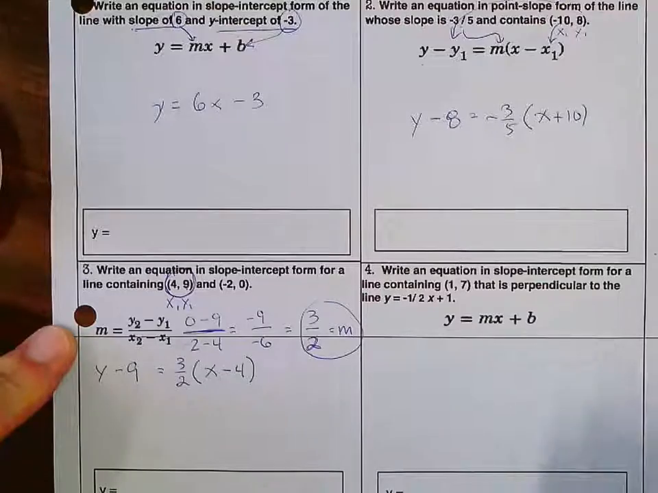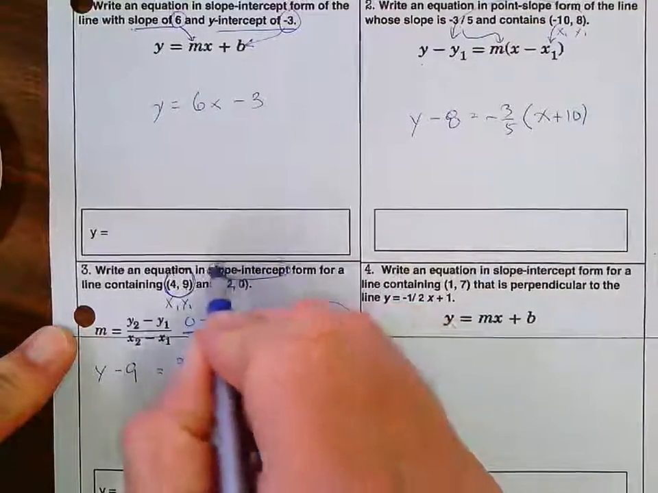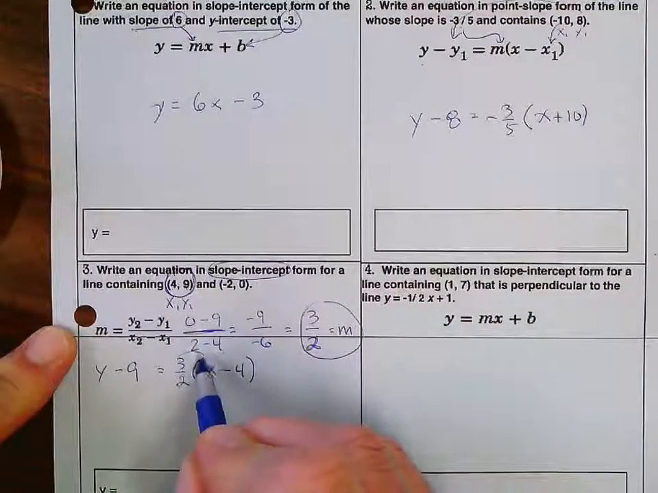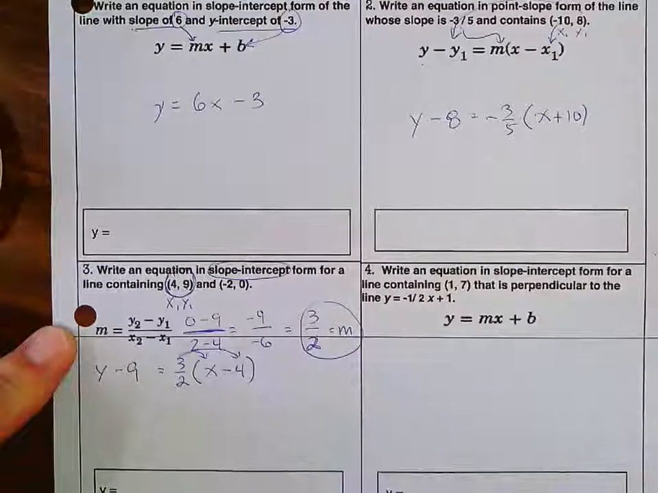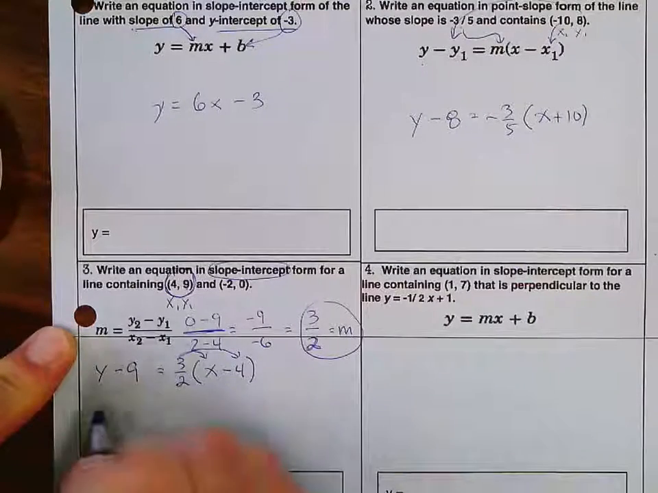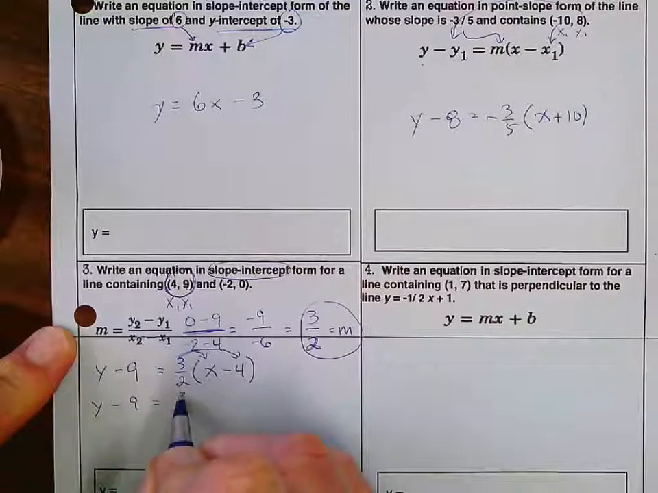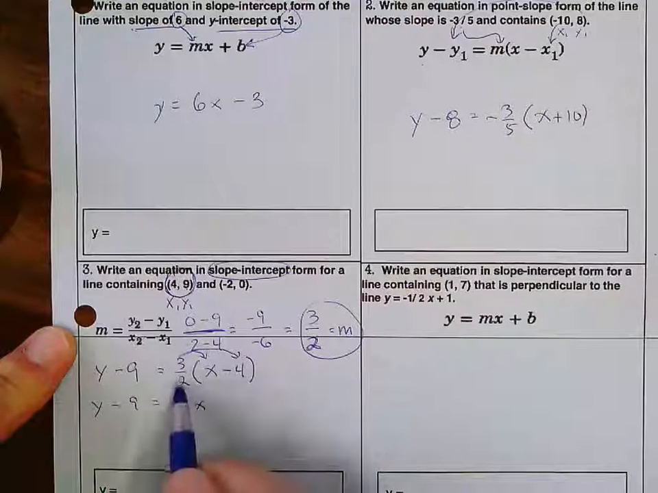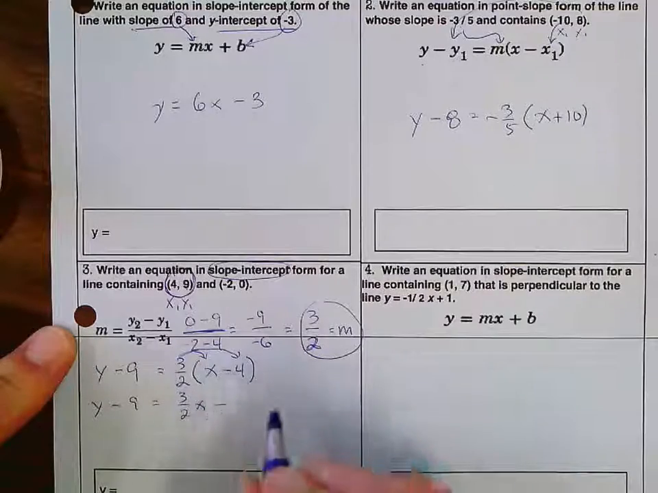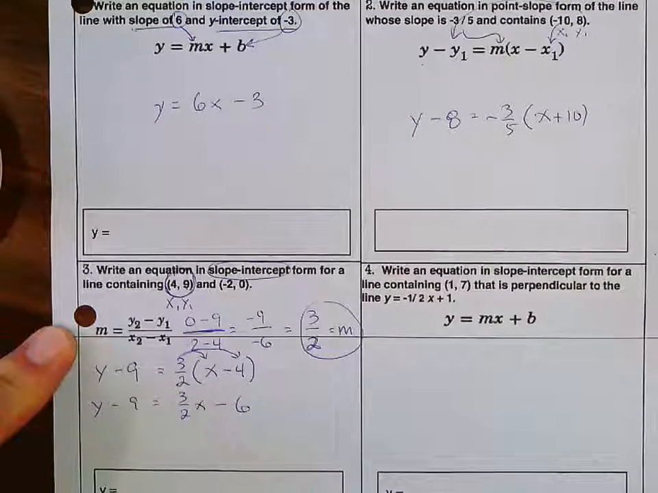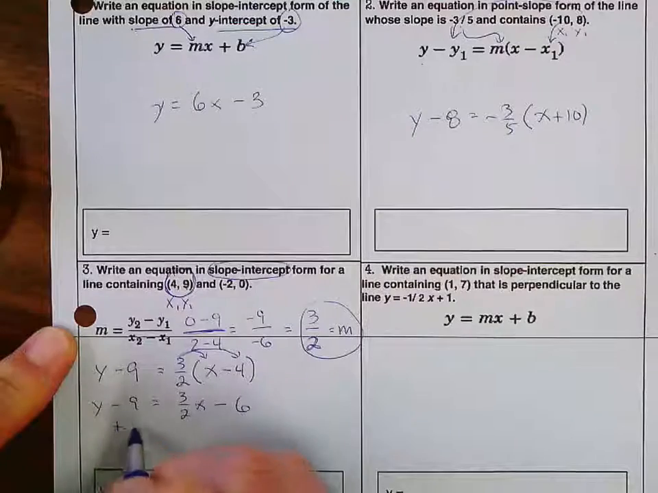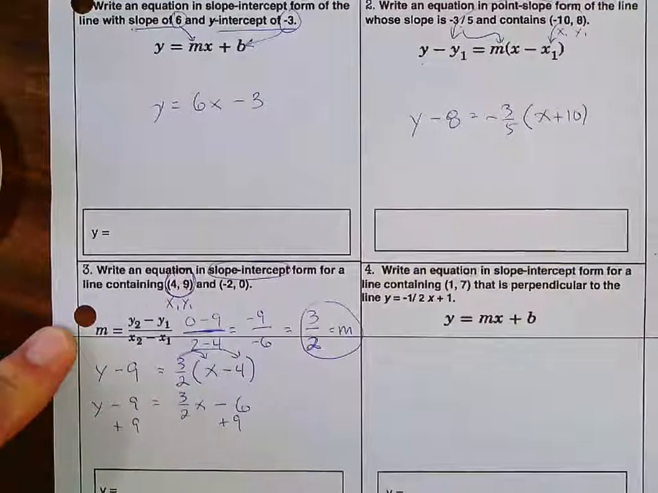You have to clean this up. You have to get it into slope-intercept form. So you want your final answer in slope-intercept form. So you distribute the 3/2. That gives me y minus 9 equals 3/2 x, and then 3/2 of 4 turns out to be 6. And then the last step here is I'm going to add 9 to both sides. So the equation in slope-intercept form is y equals 3/2 x plus 3.